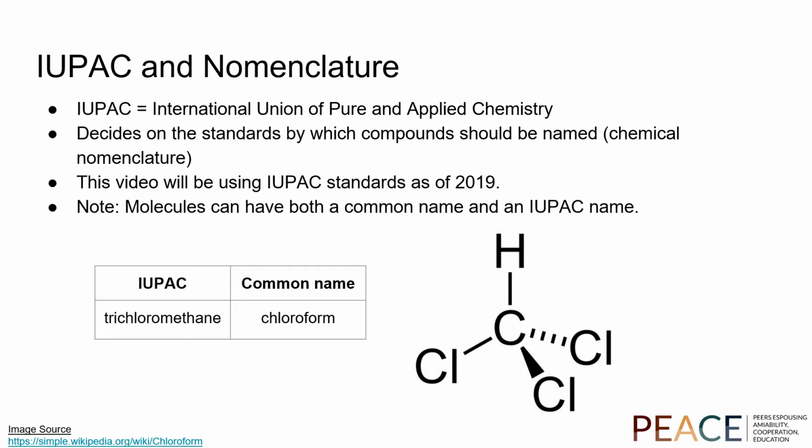Alright, so getting into it, IUPAC stands for the International Union of Pure and Applied Chemistry. It is essentially a federation that sets the standards by which compounds are named, which is also known as chemical nomenclature. In this video, I'll be teaching based on the 2019 IUPAC standards. Now, one important thing to note is that many molecules can have a common name in addition to their IUPAC name. For example, this molecule is known as trichloromethane by IUPAC, but it is also commonly known as chloroform.